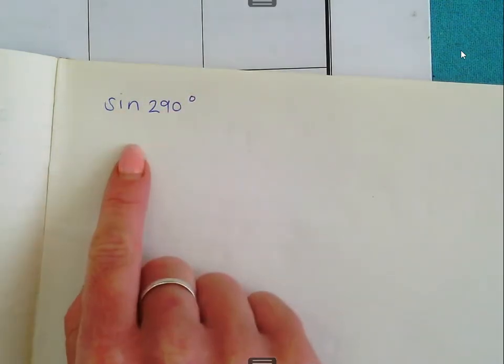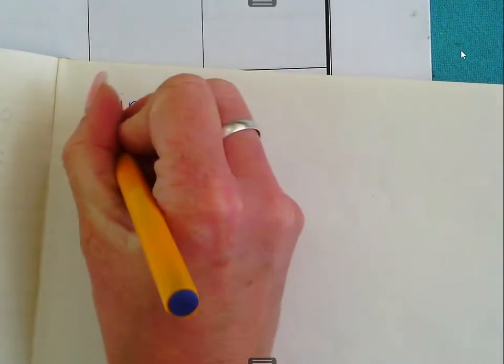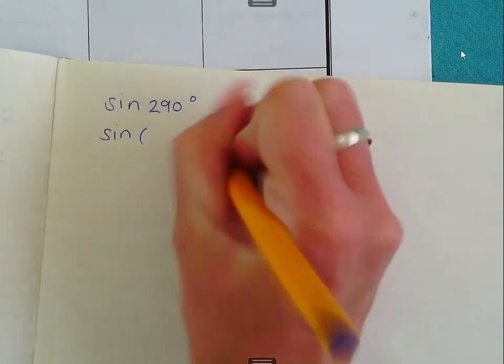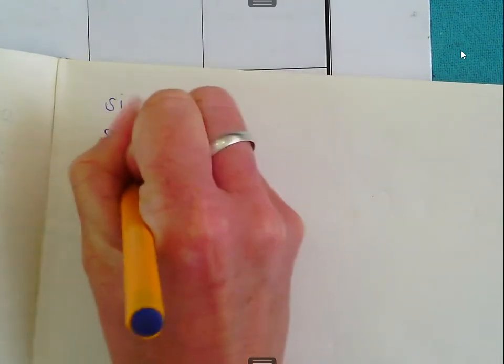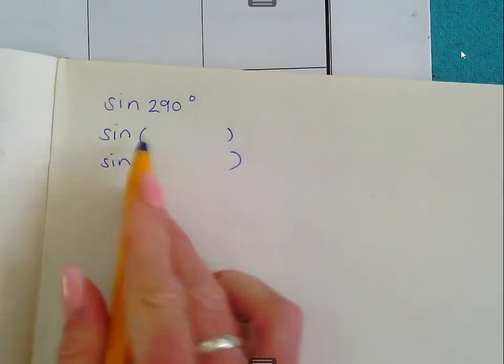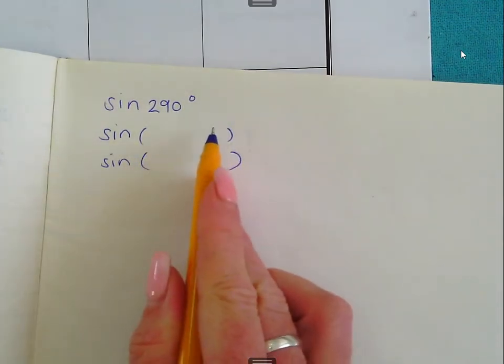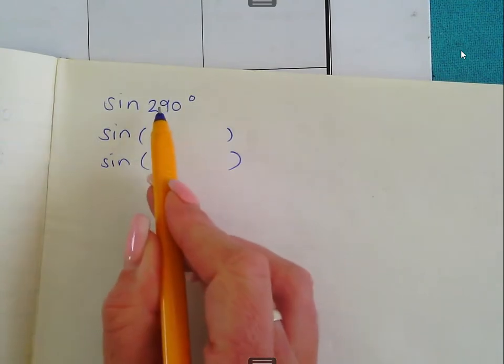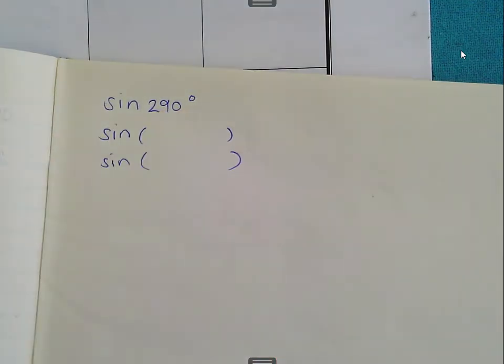So I've got sin 290. Can you all see that's not in its simplest form? It's not a reference angle, because it's not between 0 and 90. So I have to change that. I have to do something like sin(  ) or sin(  ). I must do a sum inside of that bracket, and the result must be 290. Who has a plan? What can I put in that bracket to get it to change into a reference angle?